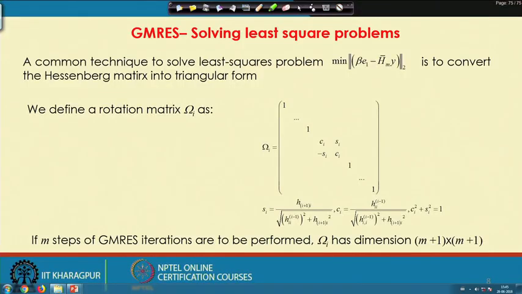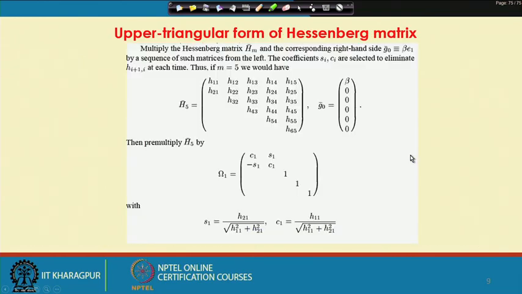We will see by taking a 5 by 5 Heisenberg matrix and looking into the example. This is an example which is directly copied from Yusuf Sir's book. So, we will see how this matrix can help us in finding the triangular form. For example, we take a Heisenberg matrix which has 6 rows and the last term is H65, but this is m plus 1 into m, so m is equal to 5.